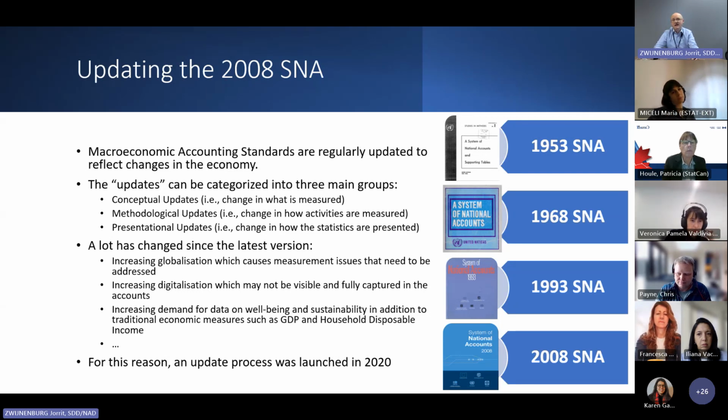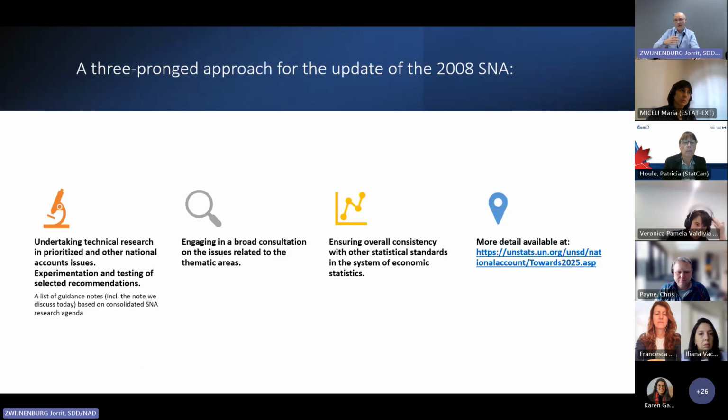And also an increasing demand from users for data on well-being and sustainability, in addition to traditional economic measures such as GDP, household disposable income, but indeed the request to have more emphasis on elements linked to well-being and sustainability. For this reason, there was an update process launched in 2020, and we are currently already a couple of years in. So how have we been approaching the update of the 2008 SNA?